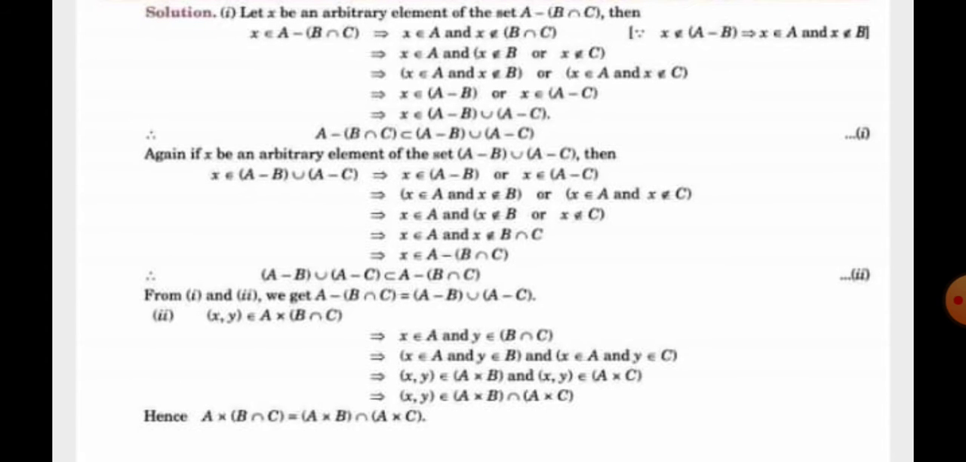So we can write this. Next, in another bracket, x belongs to A and x does not belong to B, or x belongs to A, taking A twice. Next, x belongs to A and x does not belong to C in the next bracket. So x belongs to A minus B, or x belongs to A minus C. So x belongs to (A minus B) union (A minus C).